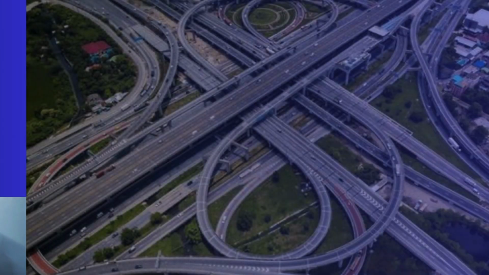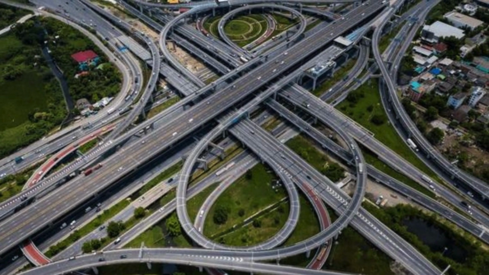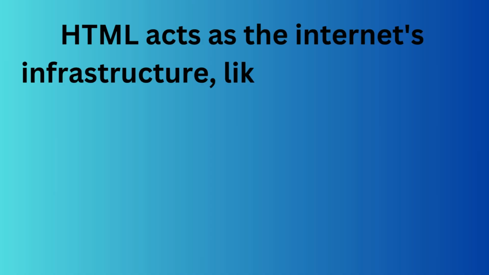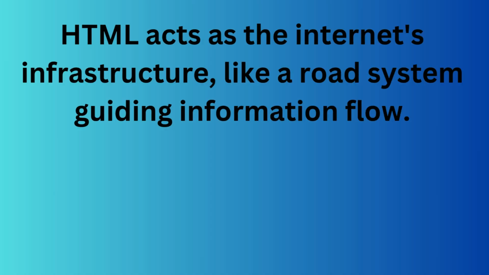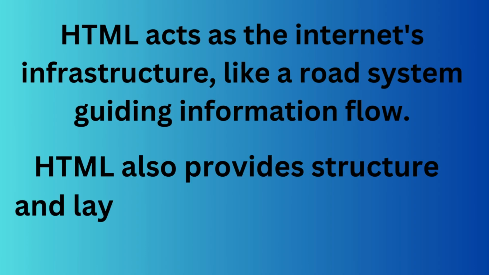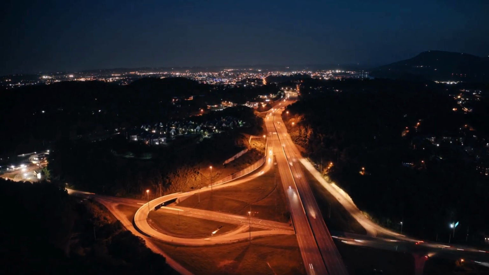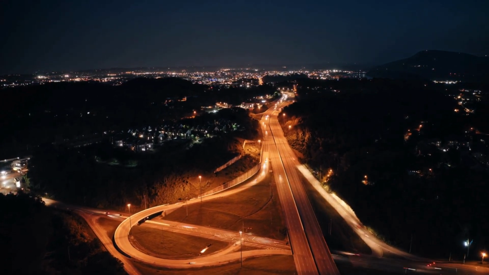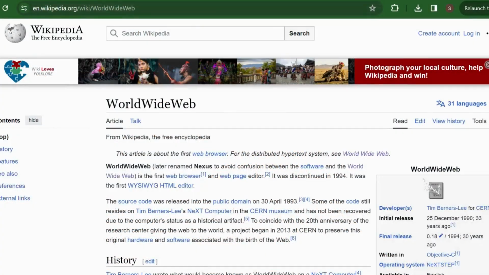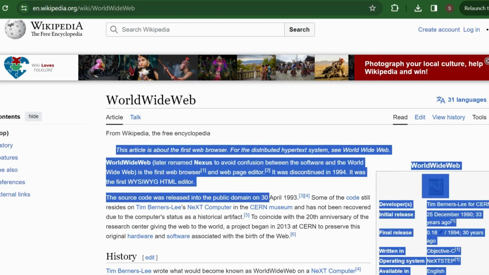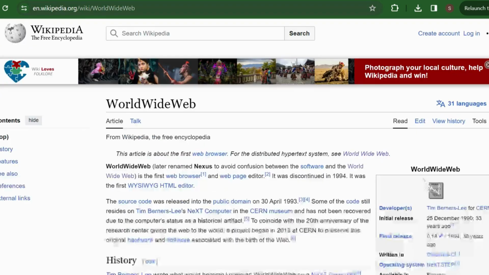Imagine the web as the vast network of roads connecting information. HTML serves as the infrastructure, the very road system of the internet. It provides structure and layout much like how roads guide us through a city. HTML is like the main roads, ensuring proper organization and flow. It defines the basic structure of a web page, from headings to paragraphs, creating a roadmap for information display.